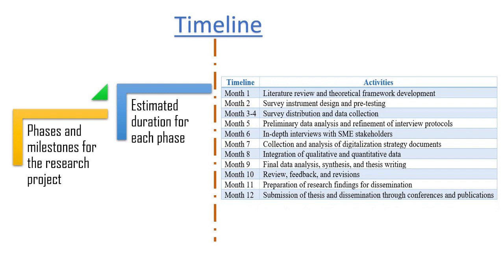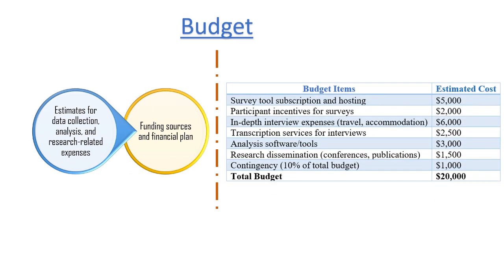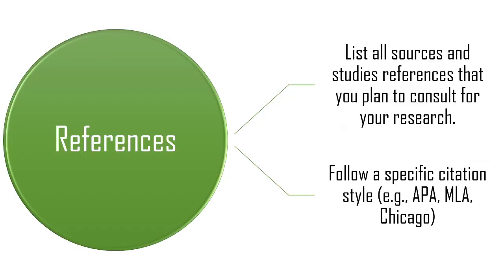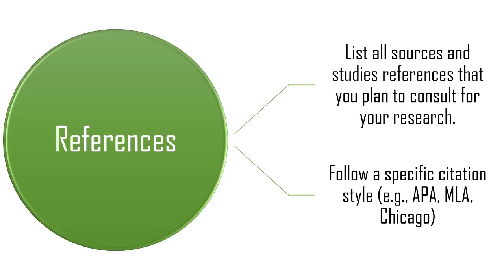Next, if applicable, provide a budget for this proposal. Include 1. Estimates for data collection, analysis, and research-related expenses. And 2. Funding sources and financial plan. Next, provide a list of references. This is a list of sources and references that you plan to consult for your research.